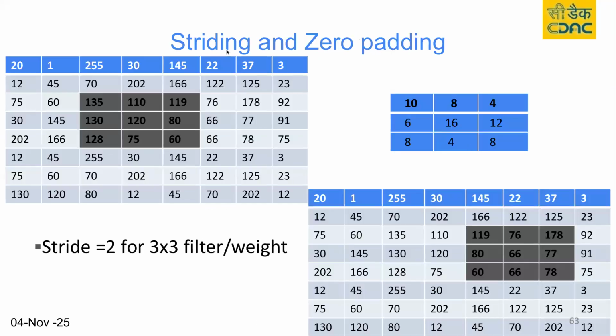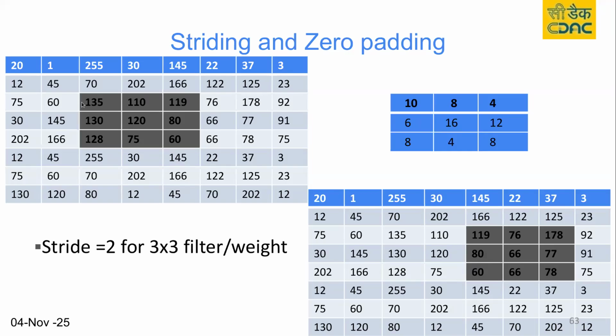So there are two terms called striding and zero padding. So striding: here I have my input matrix. It's not 3 cross 3 always. Now I have an 8 cross 8 input matrix and a 3 cross 3 weight matrix. And I can perform this operation of convolution on the first 3 cross 3, then this 3 cross 3, then this 3 cross 3. Then they call it stride 1.